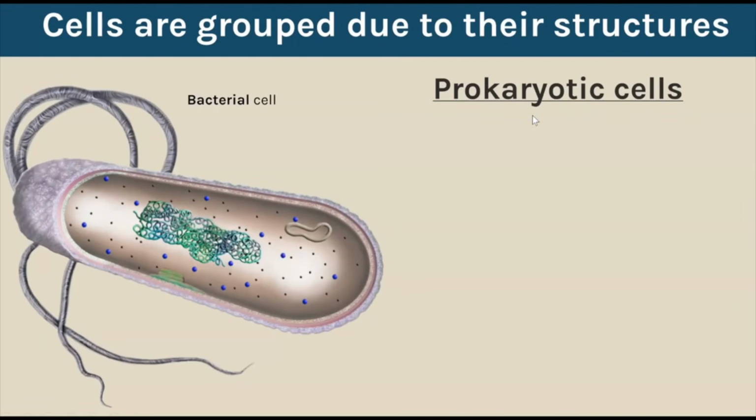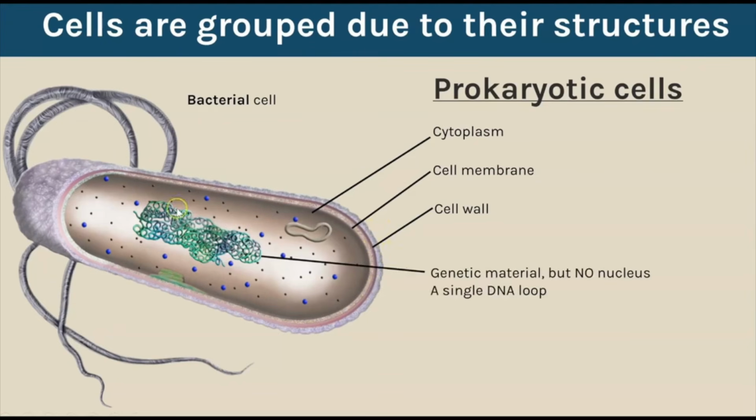So prokaryotic cells, we said, are bacterial cells. They do still have cytoplasm, which is the site of most chemical reactions. They have a cell membrane, which is the layer that controls what can enter and exit the cell. They also have a cell wall to provide some structural support. And here is their genetic material, which we said is a single loop. It looks a bit more complicated than that, just because it's a very big loop, which is quite tangled up. But the key thing is it's not found inside of a nucleus.